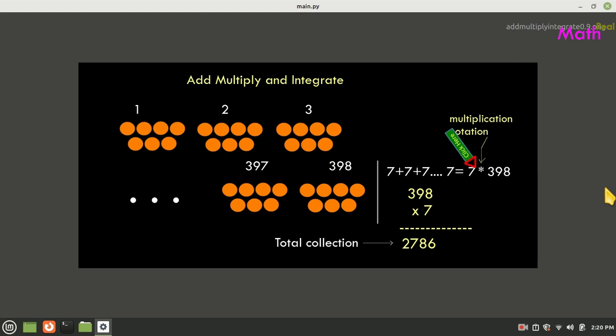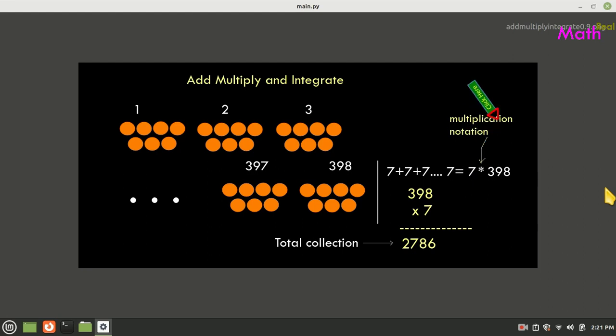So we use another notation called multiplication. Multiplication notation is shorthand. Now 7 into 398. It's a kind of shorthand. If we talk about physics, 7 plus 7 has less energy, and 7 into 398, this expression, has more energy. It carries this much. Anyway, in mathematics, if I say 7 multiplied by 398, it should be considered as 7 added 398 times.